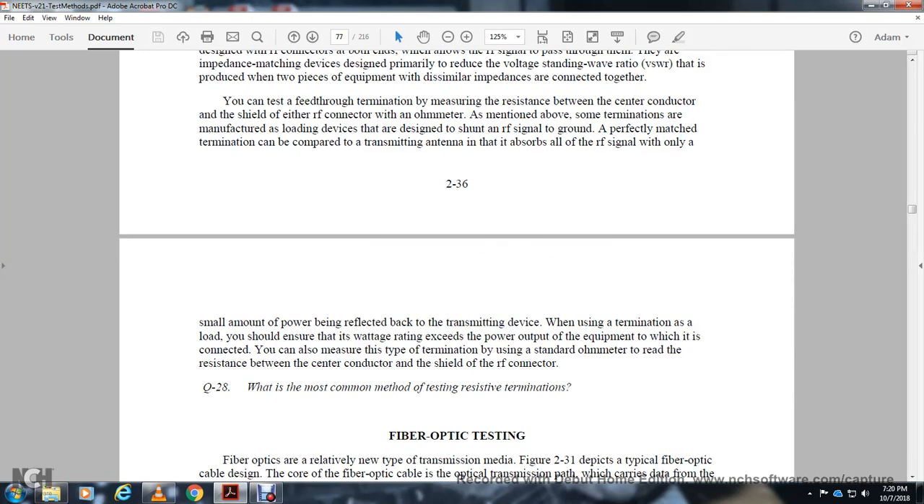The termination load should be of a wattage rating that is compatible with the power output of the equipment. Also remember the type of the termination, and use the ammeter to read the resistance between the center conductor and shield of the radio frequency connector.